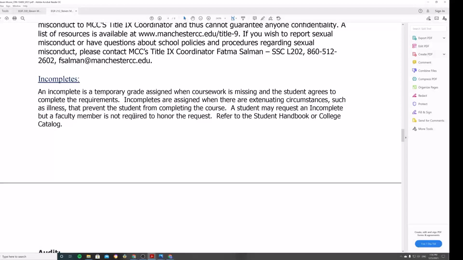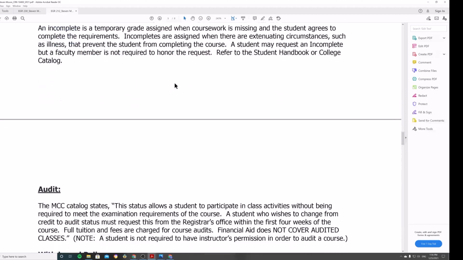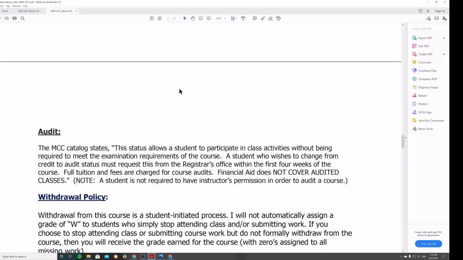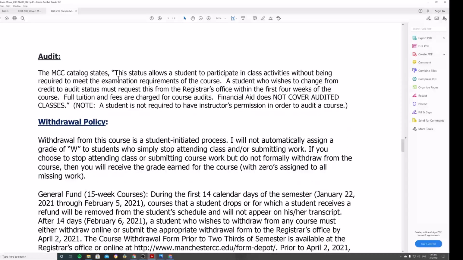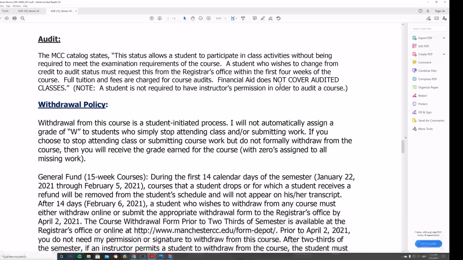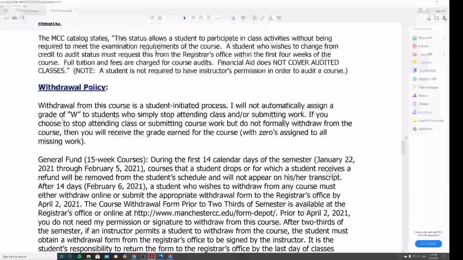Incomplete. Sometimes you're unable to complete the requirements of the course by the end of the semester. Just let me know, keep me in the loop if there's some issue that you see potentially coming up or you're having an issue. Audits, okay. Haven't had any audits in a long time, so maybe you're in this category. You can always change it. First 4 weeks, looks like.